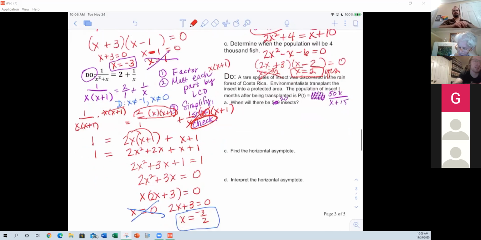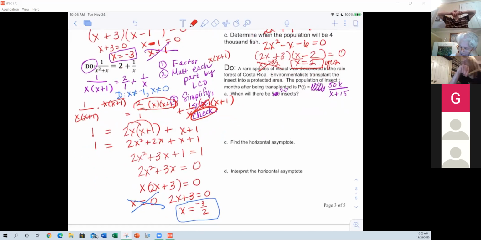I would actually want y'all to start with these two: find the horizontal asymptote first and interpret it. And then lastly, answer when will there be 20 insects. So try that.